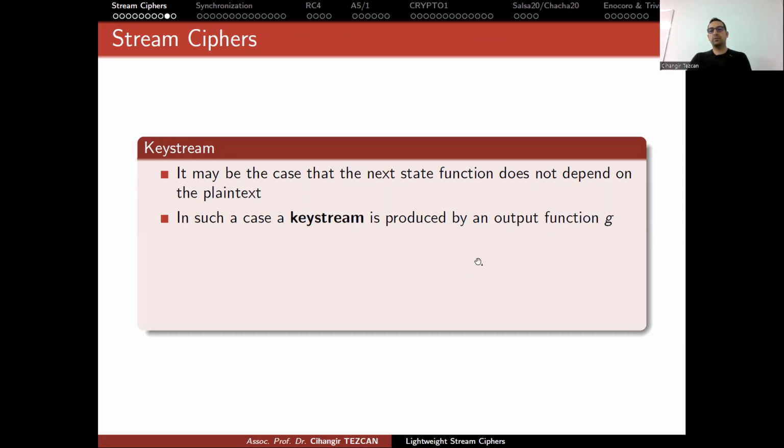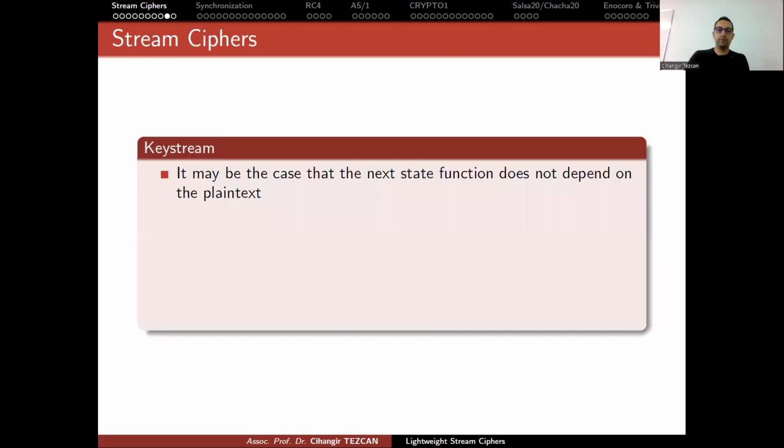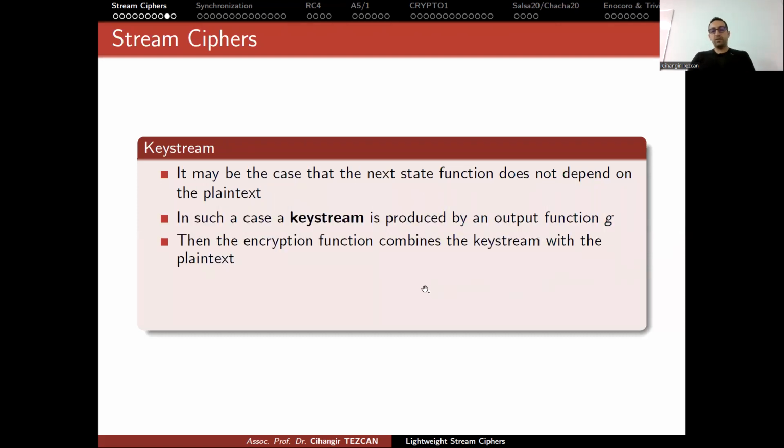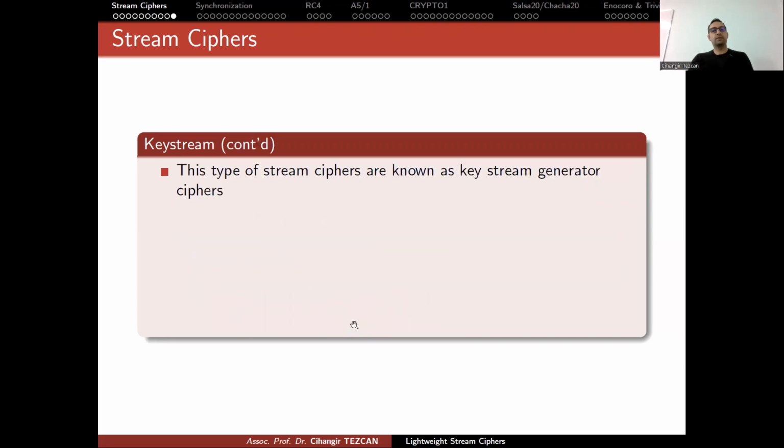In such a case, the key stream is produced by an output function G. In this example, our output function G is just the XOR of these values. So you provide output, which we call a key stream. This is the part which looks pseudo-random. Then the encryption function combines the key stream with the plain text. The next state function takes the current state with the secret key and provides the next state. The output function looks at the current state and the key and provides some output. And the encryption function takes this output, combines it with your plain text, and provides ciphertext. This is how a stream cipher works.